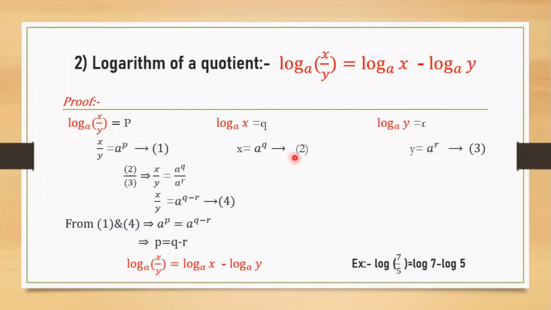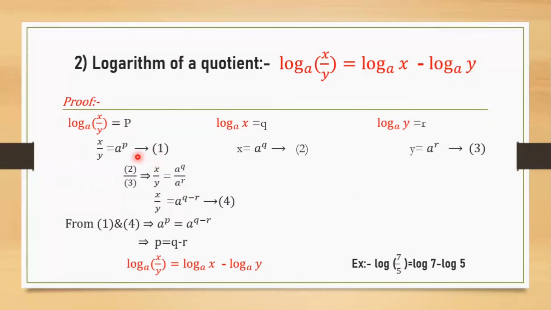After dividing the second equation by the third one, it implies that x divided by y equals a to the power of q divided by a to the power of r. It is like a to the power of m by a to the power of n. Using that law of exponents, we can write it as a to the power of q minus r. Yes, x by y equals a to the power of q minus r.